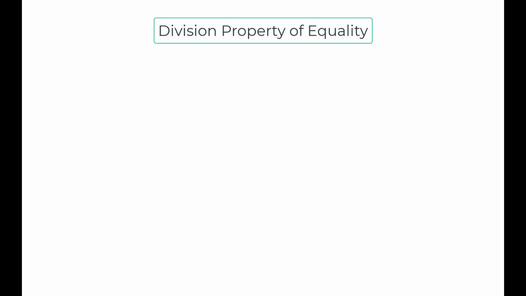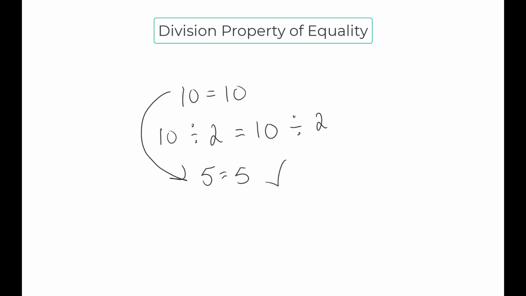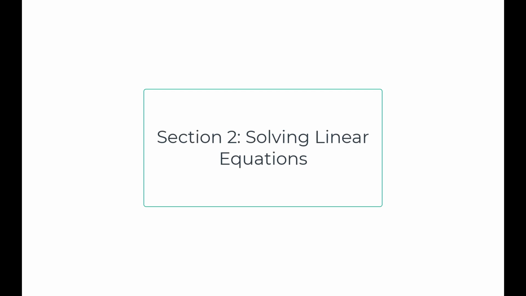The last property we have is the division property of equality, which states that if we divide the same number on both sides, we get a true statement. So let's go ahead and start with, let's say, 10 is equal to 10, and we're going to divide both sides by 2, so 10 divided by 2 is equal to 10 divided by 2, and that gives us 5 equals 5. So you can see that we maintain a true statement here as well.